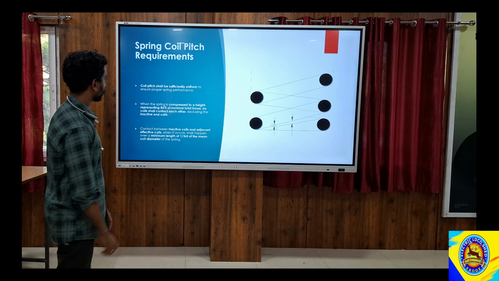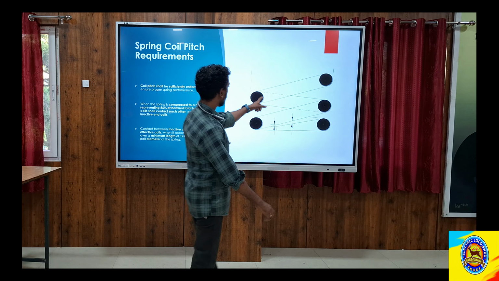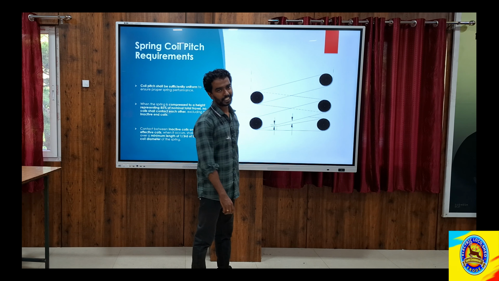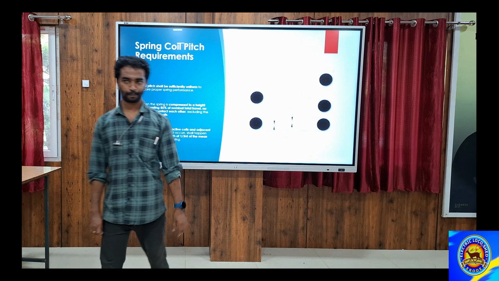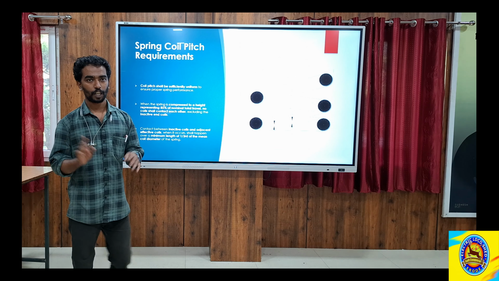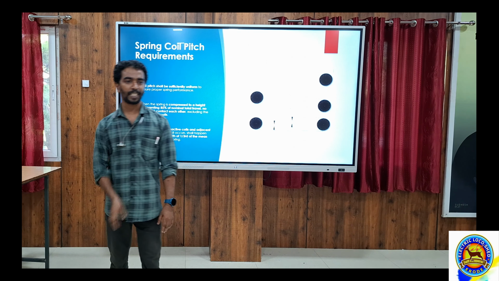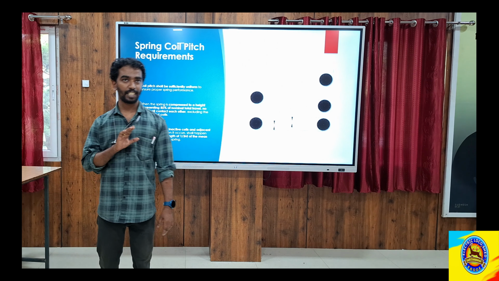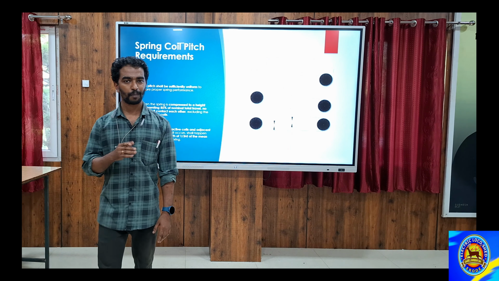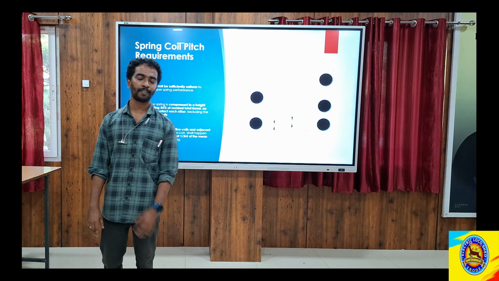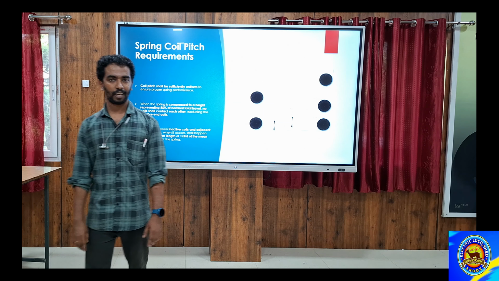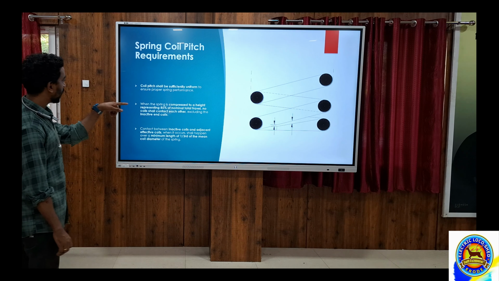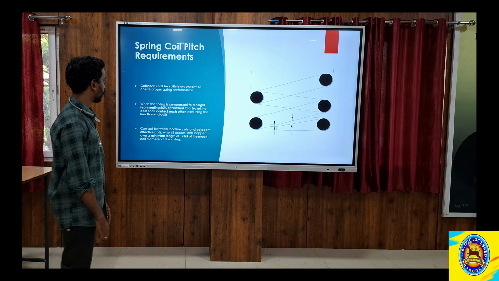Spring coil pitch. Coil pitch means this is one circle, this is another circle, and the gap between them is called the pitch. The pitch should be uniform for the whole spring. There should not be uneven pitch. Most of the time while testing, if we get uneven pitch, we will reject the spring. The coil pitch shall be sufficiently uniform to ensure proper spring performance.